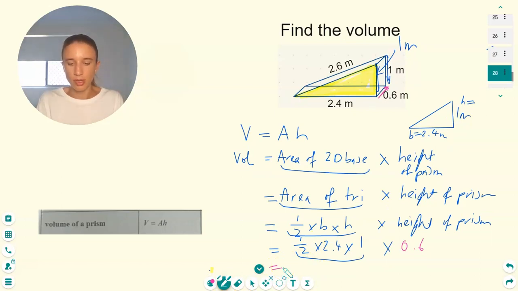0.5 times 2.4 times 1 times 0.6, 0.72. Let's go back to this color. Equals 0.72. At the end, I need to ensure I write my units, which is meters cubed for volume.